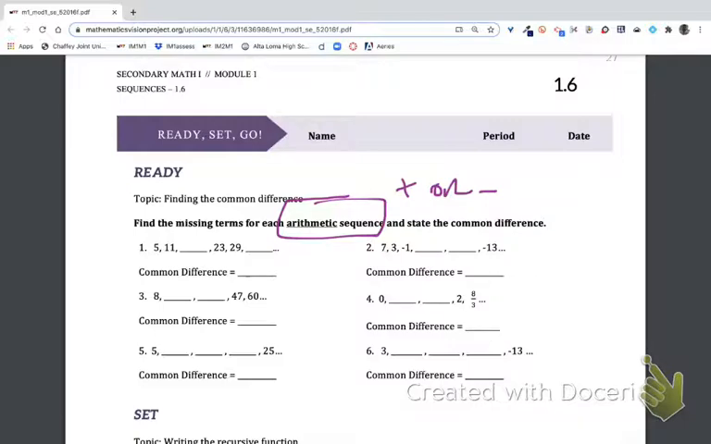For number 1, to go from 5 to 11 or 23 to 29, you're going to add 6. So 5 to 11, 6 more. So 11 plus 6 is 17. 17 plus 6 is 23. 23 plus 6 is 29. 29 plus 6 is 35. And our common difference is 6.